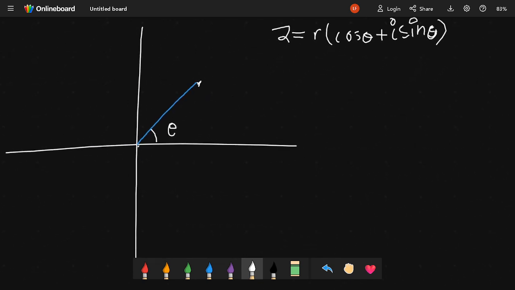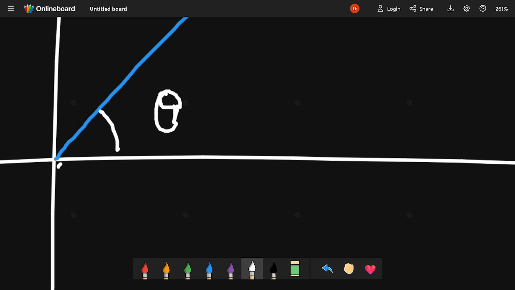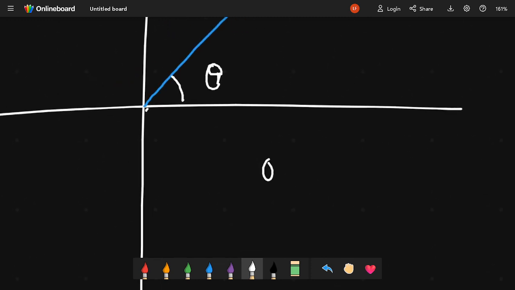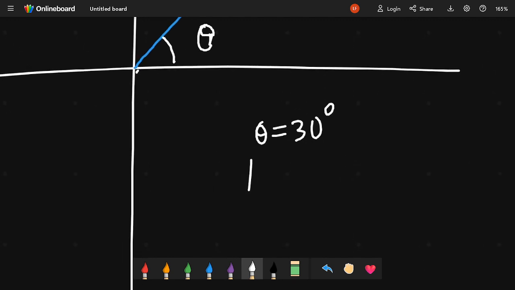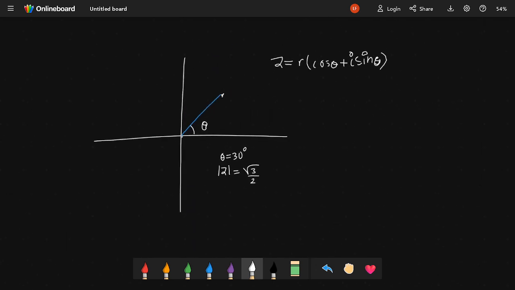Let's say I gave you theta equals 30 degrees, and the modulus of z equals the square root of 3 over 2. How would you plot the point? Where would you plot the point? I'm going to give you a few seconds, and if you still don't get the answer, you can pause the video.